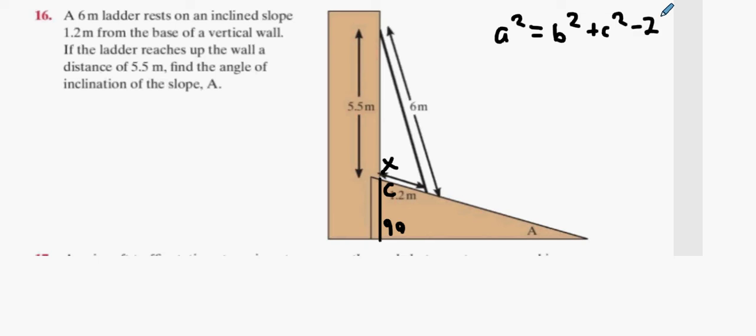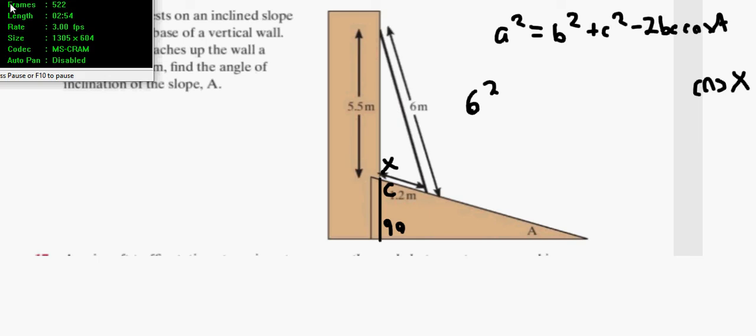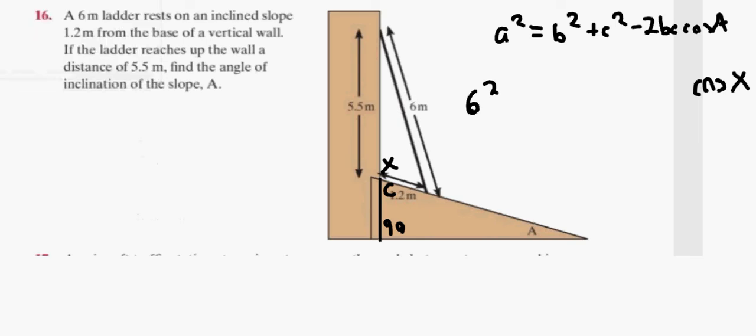a squared equals b squared plus c squared minus 2bc cos A. Now, I'm looking for cos X. Is that okay with you guys? Capital A is X. What's small a automatically? 6. 6 squared, yeah. Next thing, b squared plus c squared, right? They're interchangeable, aren't they? 1.2 and what's the other one? 5.5.